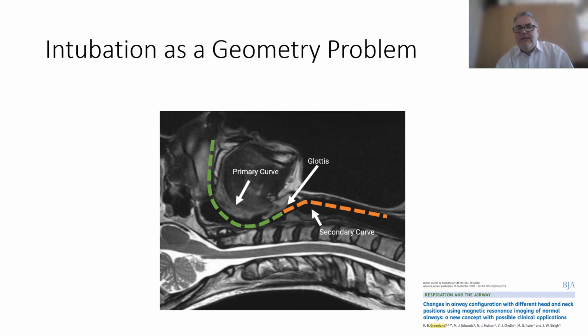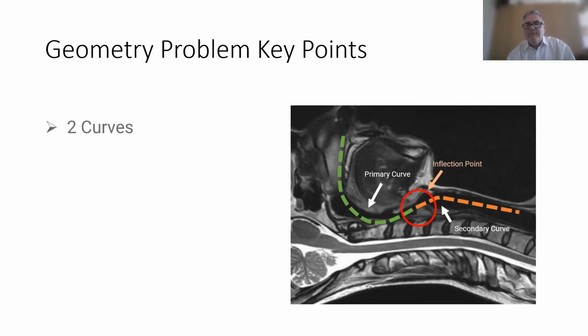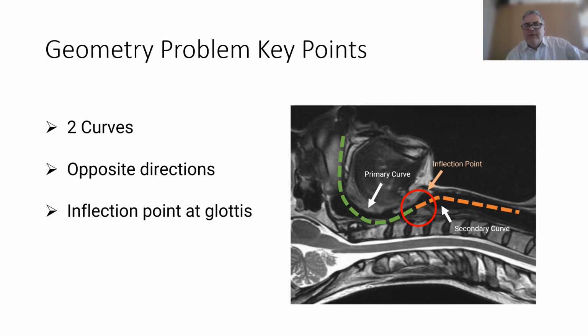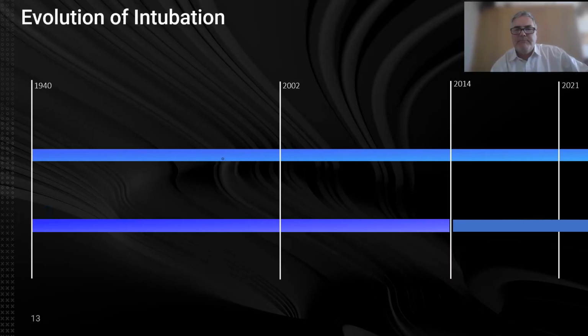So the key understandings of this model: two curves. The curves are in opposite directions. There's an anterior curve and a posterior curve. The inflection point from anterior to posterior is at the glottis. This is serpentine geometry, or snake-like geometry. This is an icon that I'll use to represent the natural curves of the human airway throughout this talk.